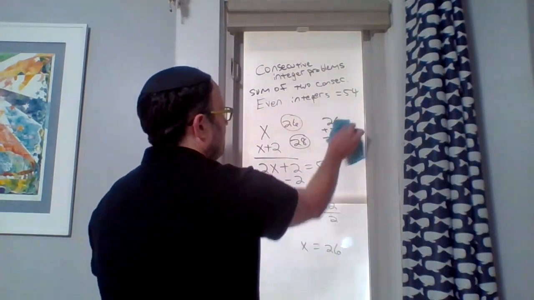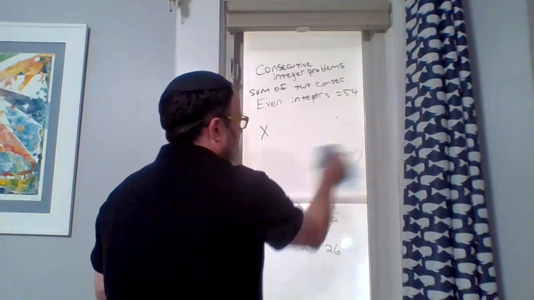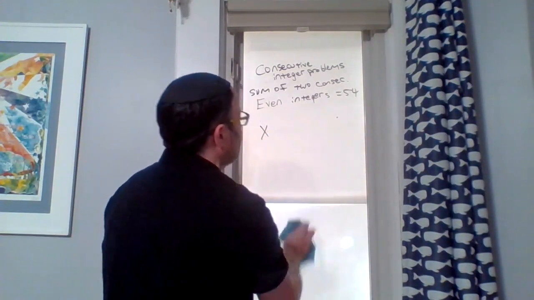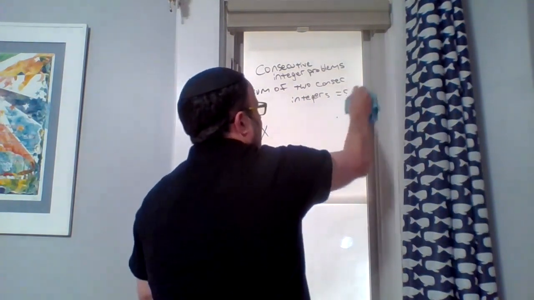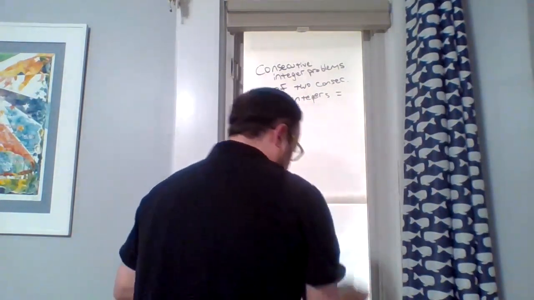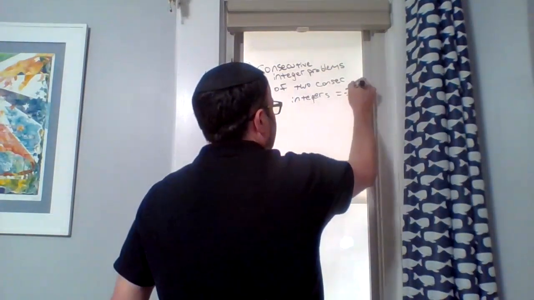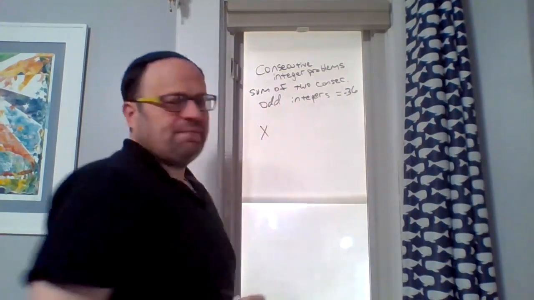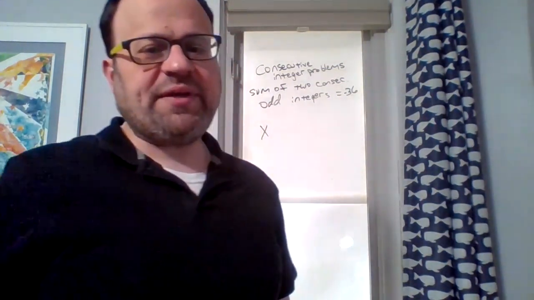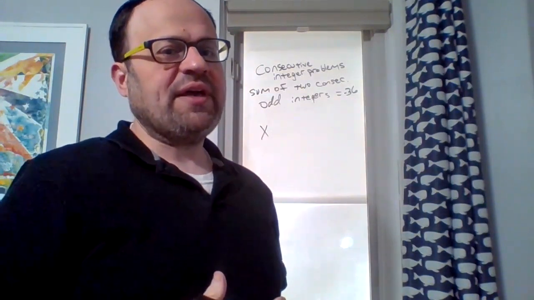Now, what if it says odd? What if the problem told me that I have the sum of two consecutive odd integers, and instead of 54, let's say I made it negative 36. Okay, we're going to start the same way. What's our first integer? Don't know, so we call it x.